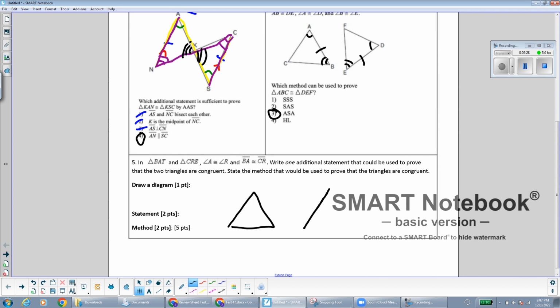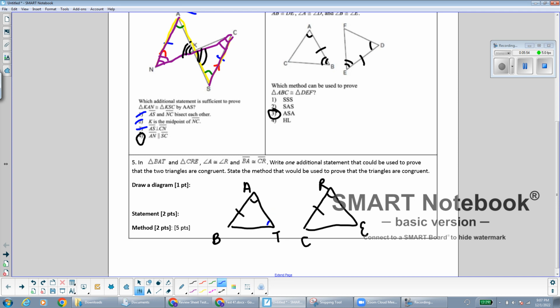Let me draw my diagrams here. Triangle BAT and triangle CRE. Angle A is congruent to angle R, and BA is congruent to CR. You need to make up one extra piece of information that will make the triangles congruent. Anything goes as long as it proves the triangles congruent.